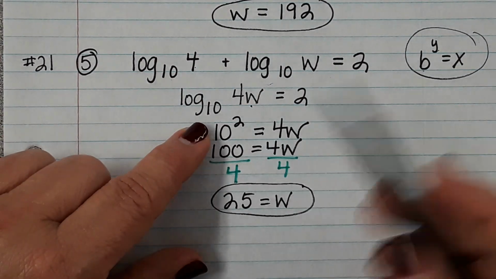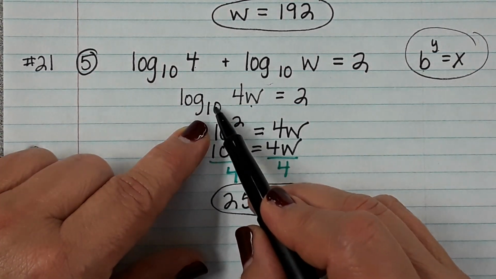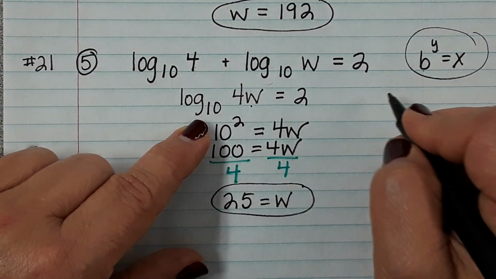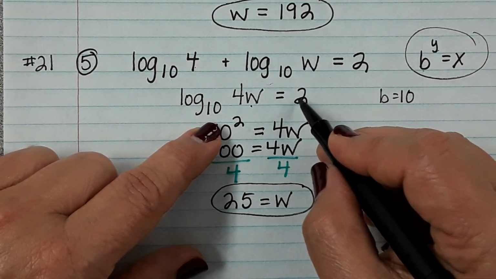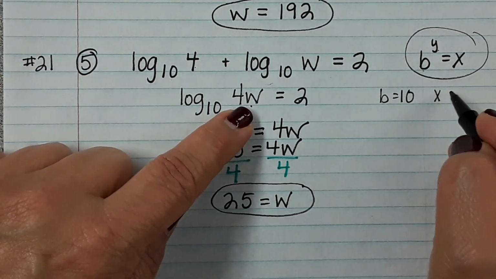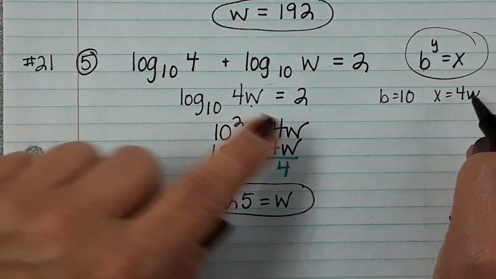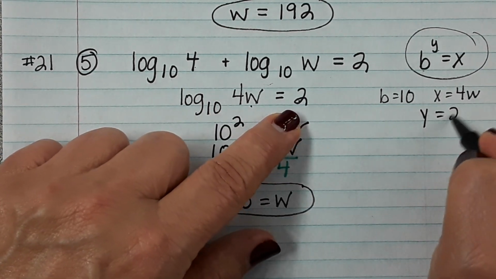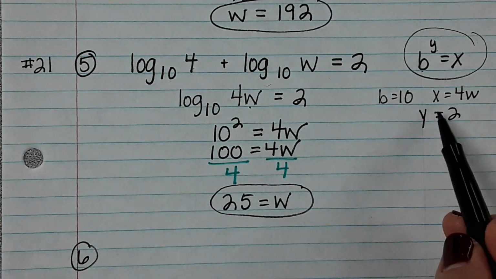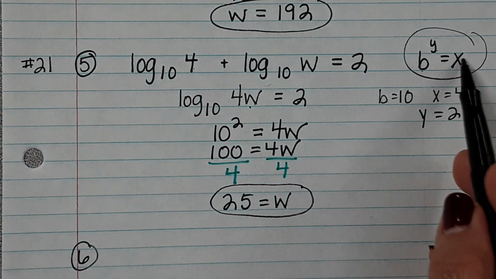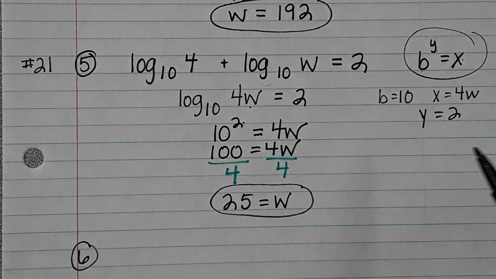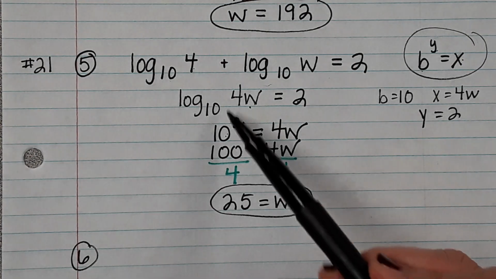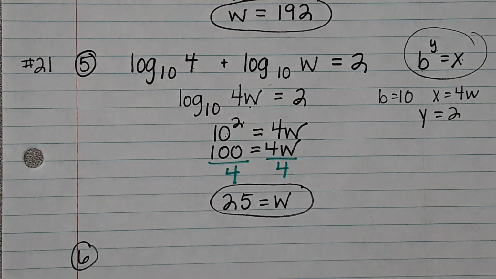Okay, so just a reminder, when log is only on one side, you're going to write this. So b is 10, that's my base. You could do x is this number, and then y is that. And then you just take these three points and put them into this equation. So b was 10, y was 2, x was 4W. And you only do that when you only have a log on one side.